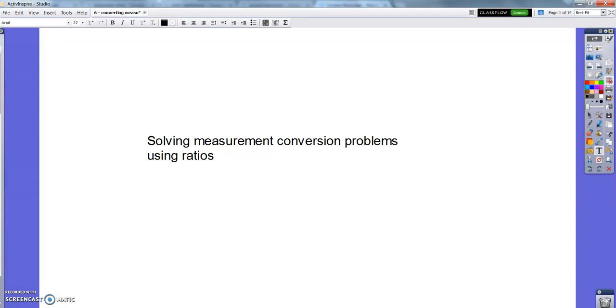Hey guys, we're going to work on solving measurement conversion problems using ratios today. Fourth grade, we talked a lot about measurement. Remember King Henry and the metric system, plus pounds, inches, cups, quarts, all that kind of stuff. We didn't talk about all those being ratios last year, but they are ratios. And so I'm going to tell you how to solve measurement conversion problems using ratios today.